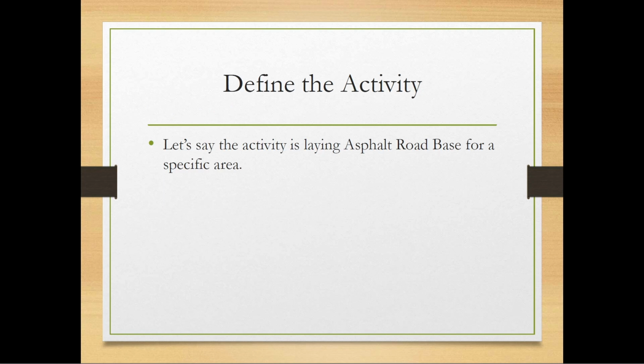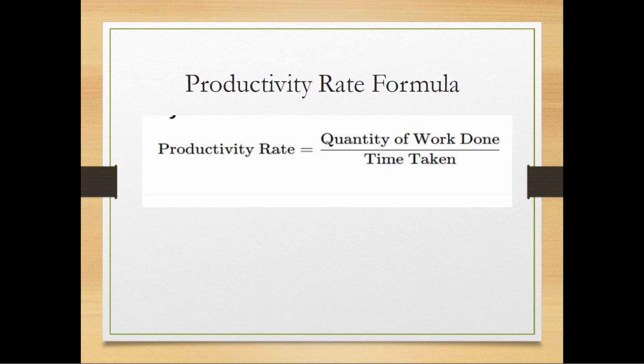Let's say the activity is laying asphalt road base for a specific area. The basic formula for productivity calculation is productivity rate equals quantity of work done divided by time taken.